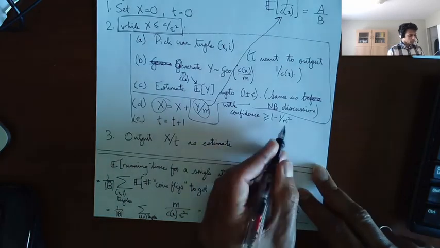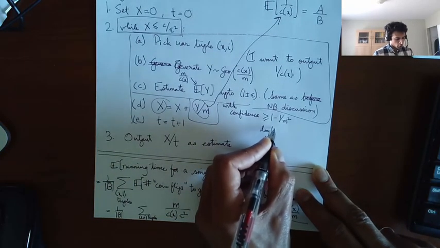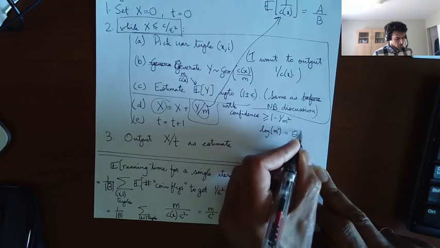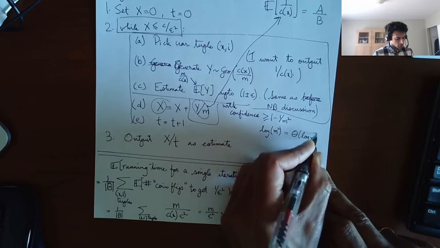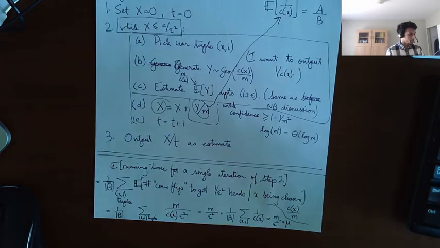Now how much do I pay for this? I pay log of the confidence. So I pay log m squared, but that's basically just an extra theta log m factor, right? So if I give myself m log m, then I can make everything work.